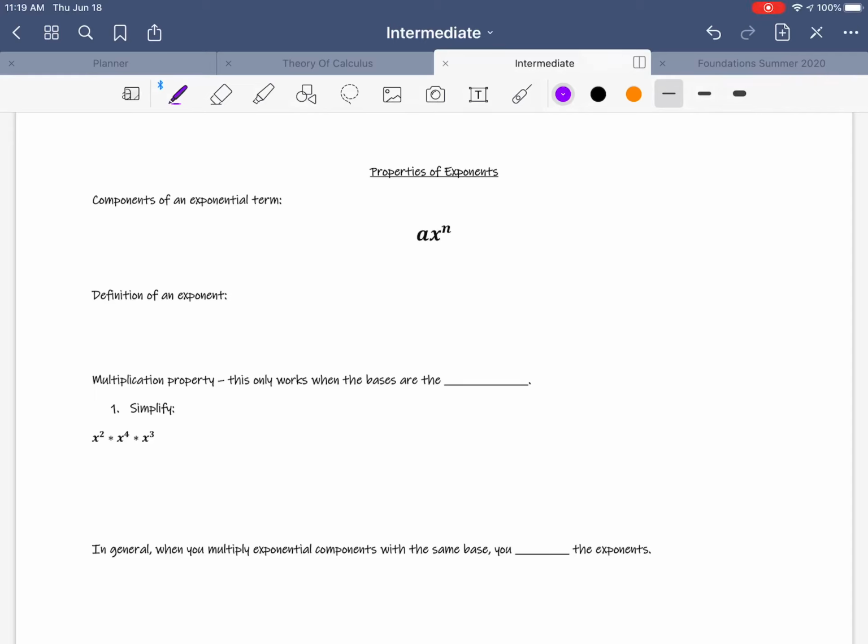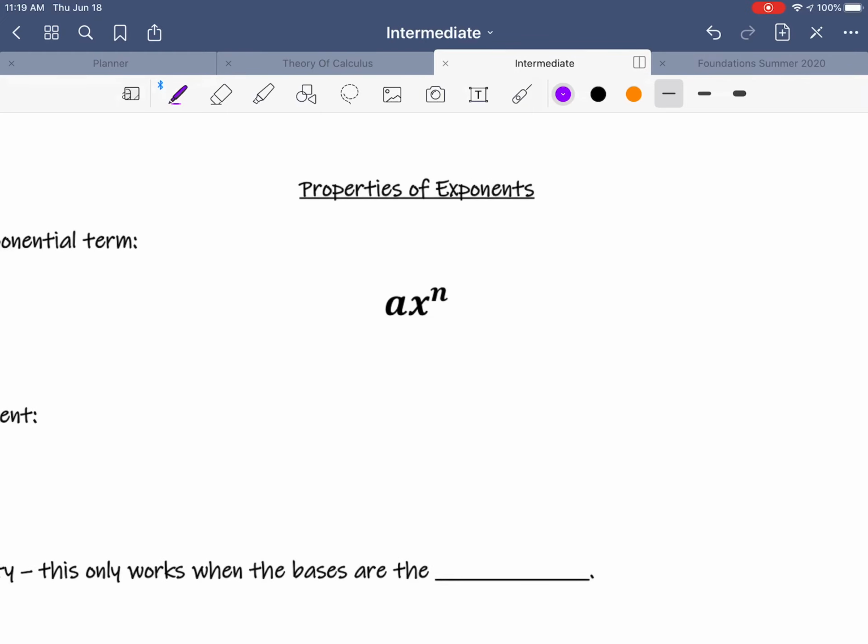This is a lesson on properties of exponents. So this briefly goes over several different properties for exponents. So let's just look at an exponential term and what that looks like.